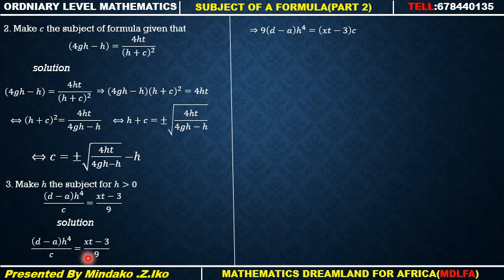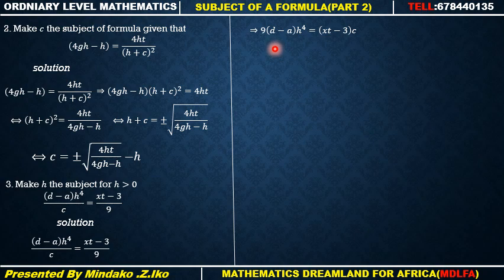Now you notice that this 9 will multiply with this other term here, and this c will multiply with this other term here. Okay, so we have this. So at the end of the day, we have 9 times d minus a times h power 4 being equal to xt minus 3 times c.